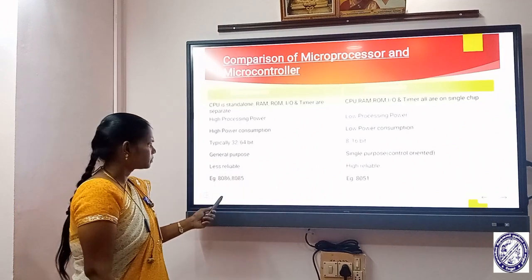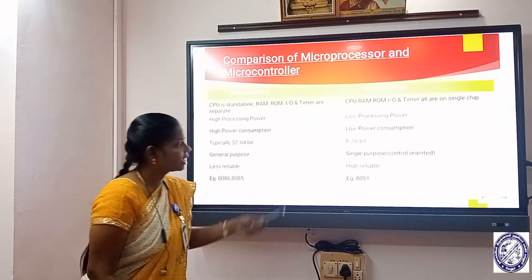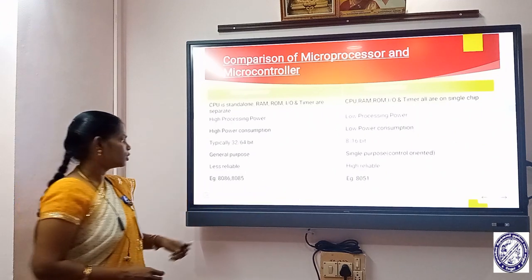These are the 8086 and 8085 simulators, and here the 8051 simulator has been used.